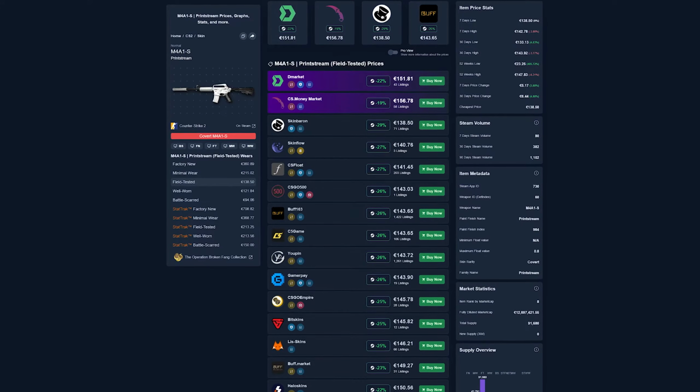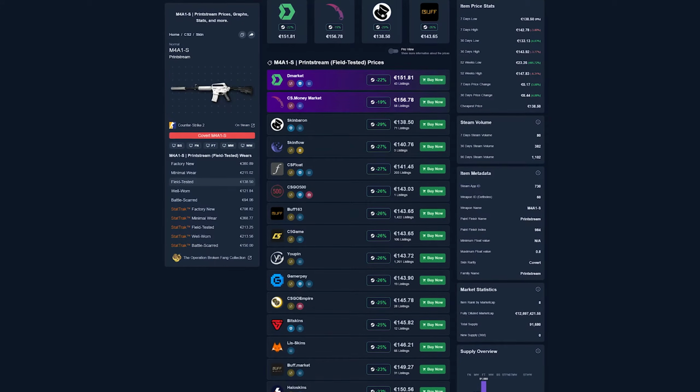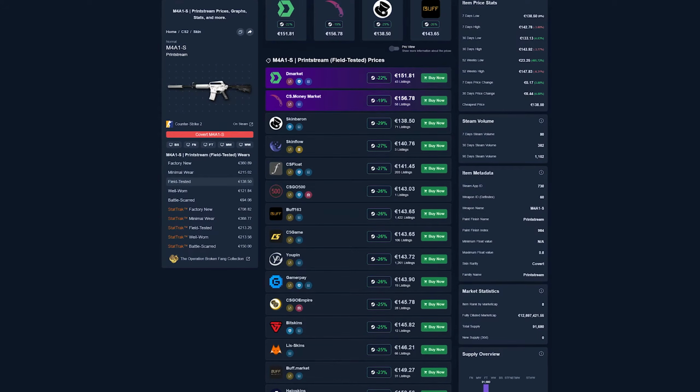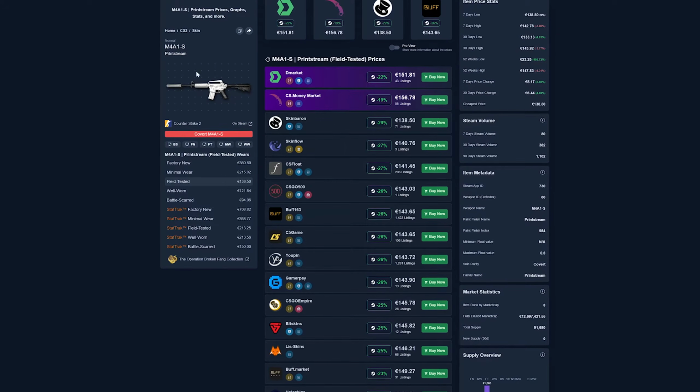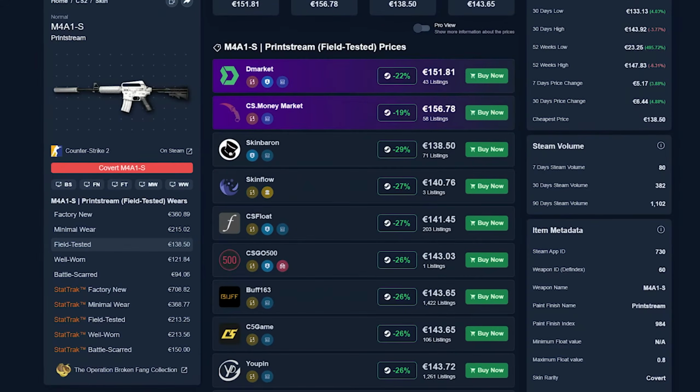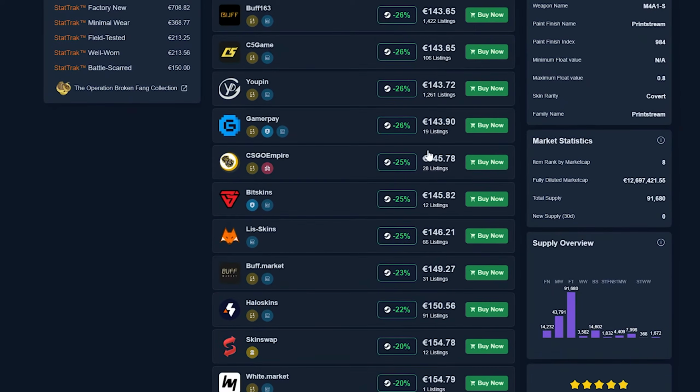But in my opinion, the best way to determine liquidity is Price Empire. They give you way more data and from many markets at once. So let's go here with the field tested M4 print stream, which is basically one of the most liquid items in existence. And you can easily see here on many markets this item is listed many times.